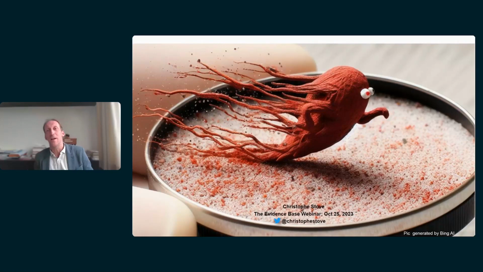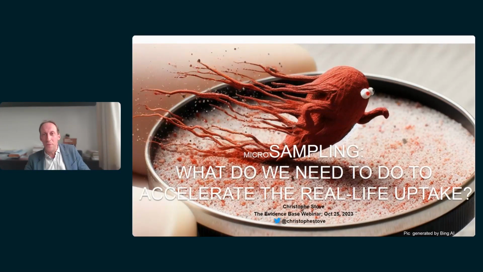So I searched Bing AI for a description of accelerating dry blood spots being taken up by a researcher. And this is what I ended up with, what's depicted over here. So indeed, the topic of today will be microsampling, and more particularly, what can we as researchers or as a community do to accelerate the real life uptake.